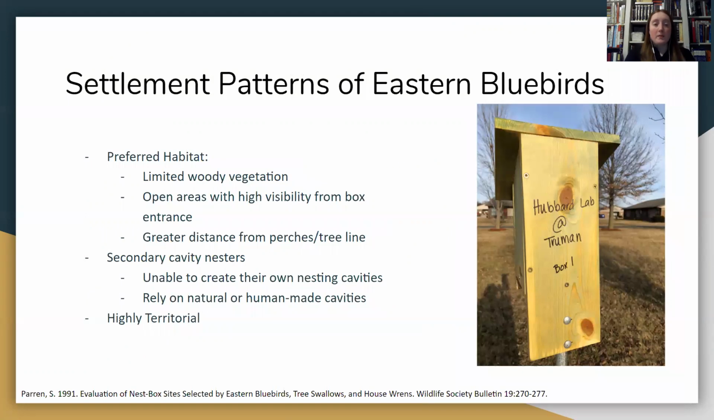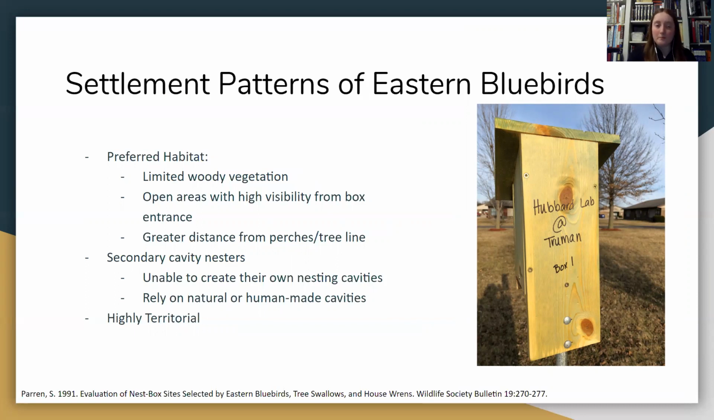So in terms of their preferred habitat, they tend to prefer areas with limited woody vegetation that have a larger distance from perches or tree lines. They also tend to prefer open areas like fields that allow for higher levels of visibility from their box entrance. And while these are the optimal types of locations, they will nest in suboptimal locations if those are the only ones available to them.